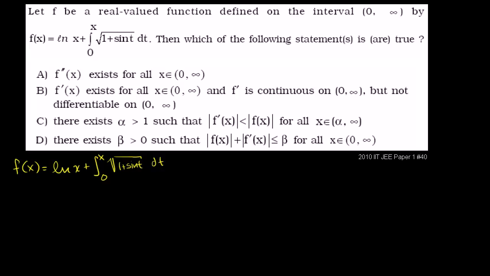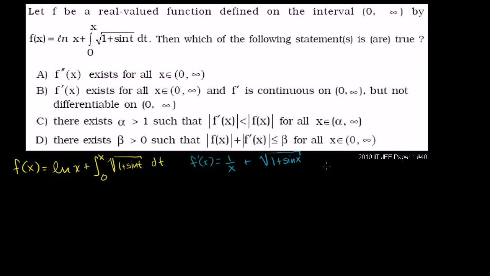The derivative of f, let me write it over here. So f prime of x is going to be equal to the derivative of this first term. The derivative of natural log of x is 1 over x. And then the derivative of this is just the fundamental theorem of calculus. It's going to be just this inside expression as a function of x. So plus the square root of 1 plus sine of x.